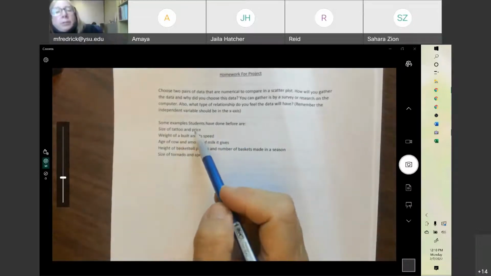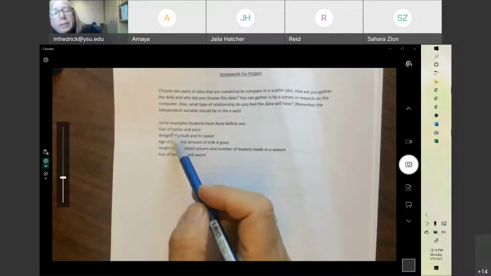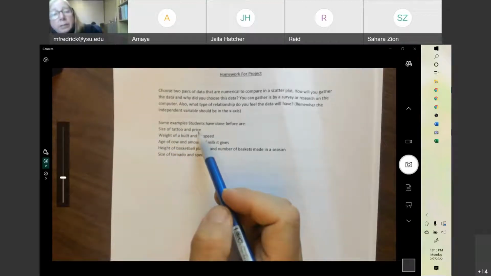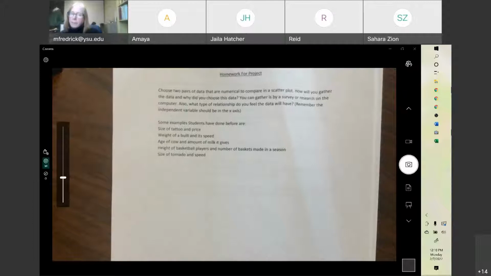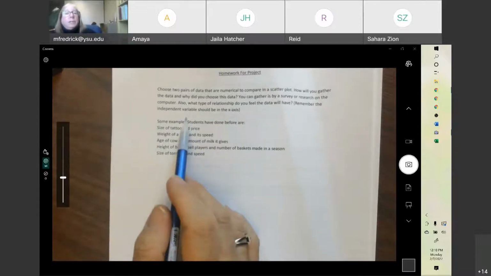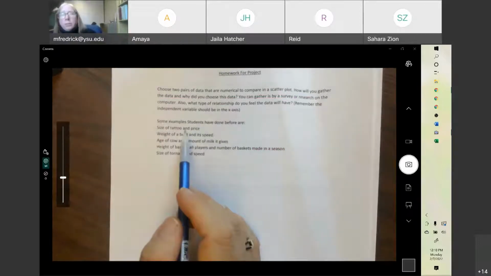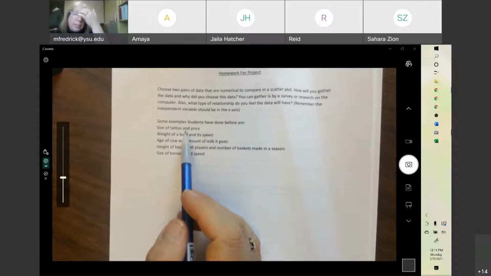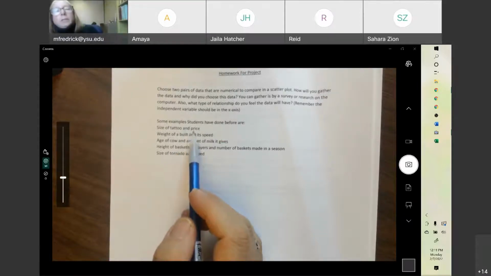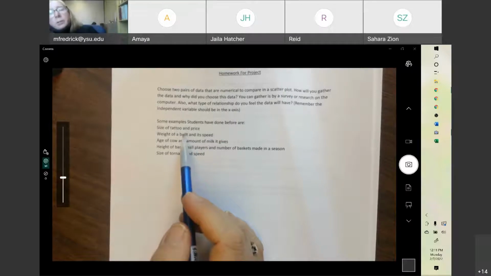And she thought it would be a strong relationship, that the bigger the tattoo, the higher the price, which is part of it, but it's also how detailed it is, how many different colors are used. And so it wasn't a very strong relationship, which is fine. I think the R squared was like 7.7. So there was a relationship, just not as strong as she thought it was going to be.